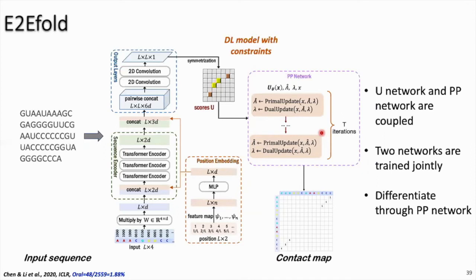After being trained, given the RNA sequence, this integrated network can output the contact map directly, which satisfies all the constraints. This entire network can be trained in an end-to-end fashion. This is why we call it E2E fold. Then how does E2E fold perform?